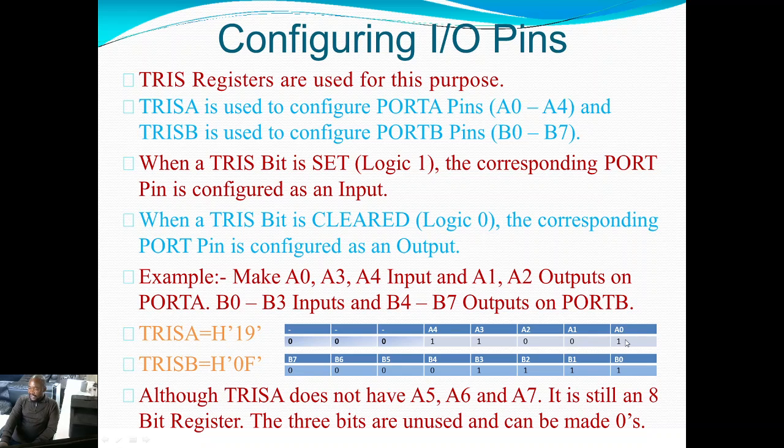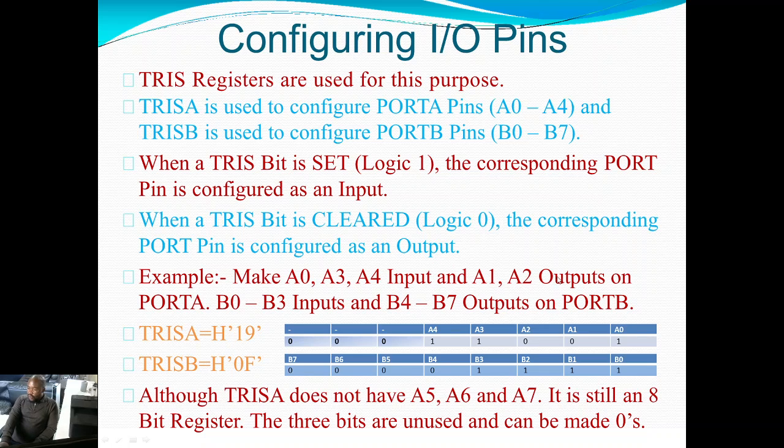A0 must be set, because when the TRIS bit is set, the corresponding pin is an input. A0 must be set on TRIS A, and then A3 must be set, and then A4 must be set. And then remember, on port A or on TRIS A, we don't have A5, A6, A7. For that reason, they will all be 0. A5, A6, A7 will always be 0 because we don't have input-output pins corresponding to them.